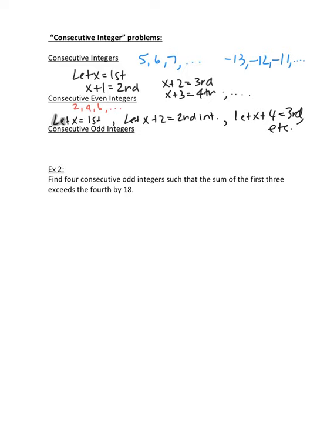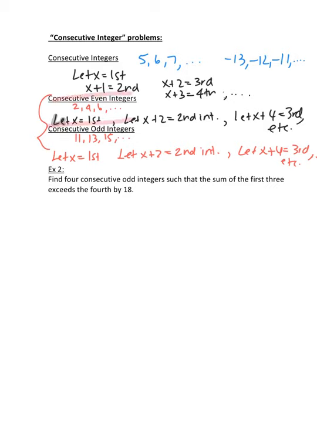Consecutive odd integers are like the numbers 11, 13, 15, etc. They have the same pattern as consecutive even integers. They also increase by 2. So your let statements are going to be the same. Let x be the first integer. Let x plus 2 equal the second integer. Let x plus 4 equal the third integer, etc., etc., etc. Okay, these two are identical. Consecutive even and consecutive odd integers are identical in their let statements. The only difference is that the first integer would be odd or even, depending on the problem.